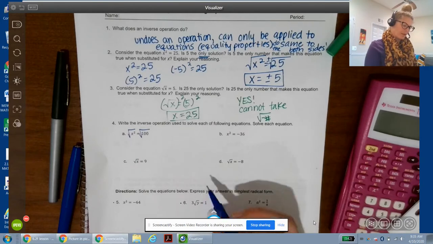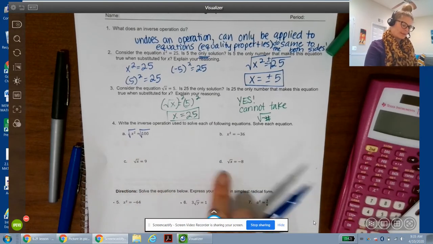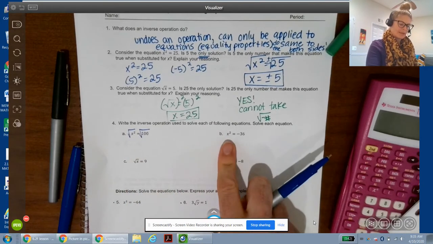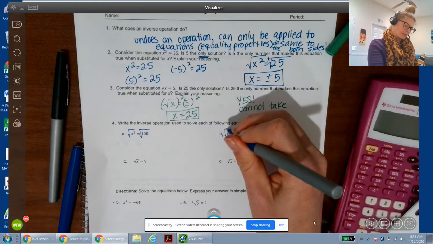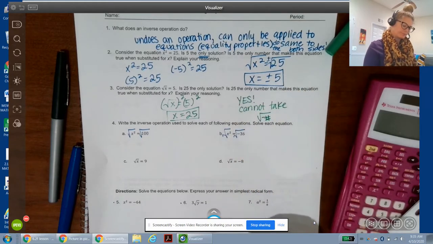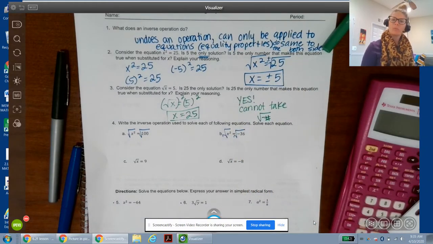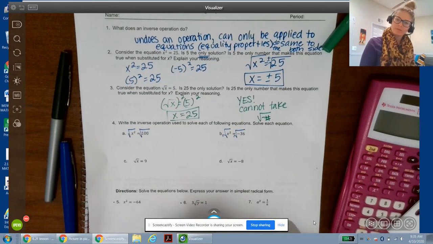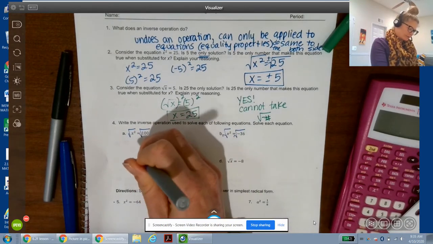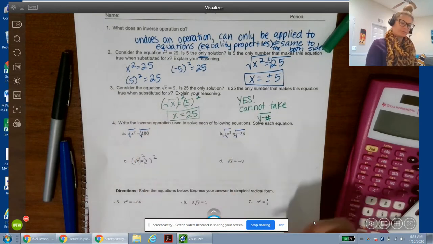Okay, so let's just go through and think about what the inverse operations are. B, x squared equals negative 36. How do you undo squaring? Oh, take the square root. Let's look at C. What's happening to your variable? It's being square rooted. How do you undo square rooting? Oh, take the square. Inverse operation.